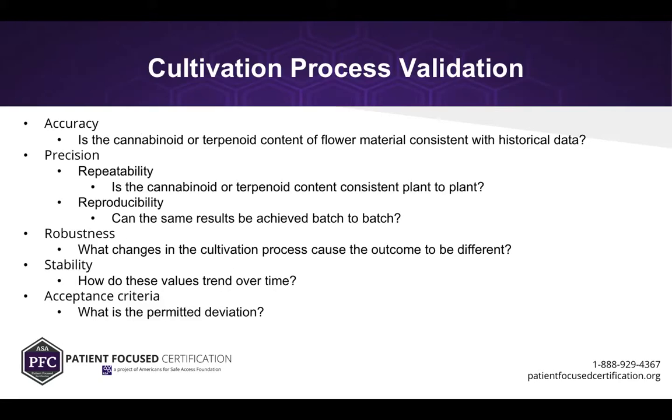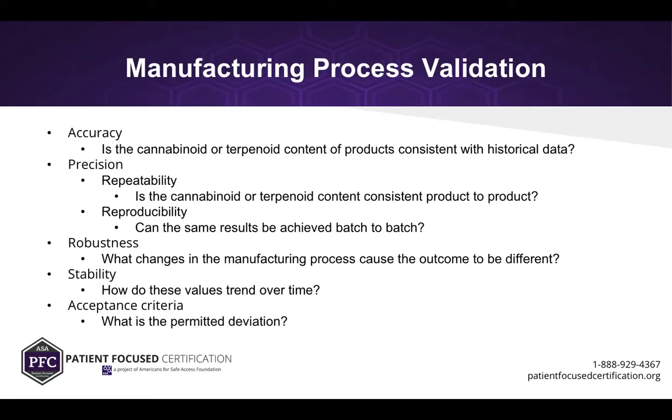How do you know when a mother plant is time to be retired because your clones are losing potency? What is that limit? And in manufacturing, a similar thing also. Are your products consistent with the historical data? Is the cannabinoid or terpene content consistent from product to product or from batch to batch?